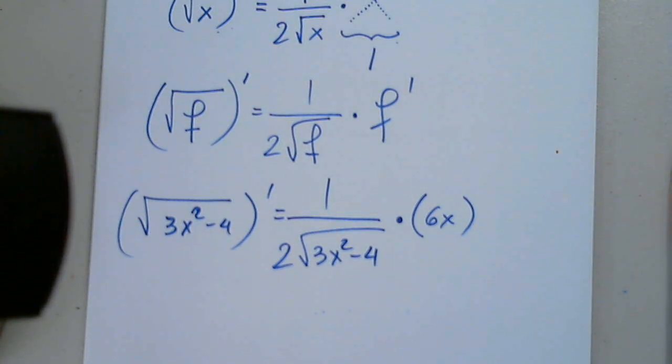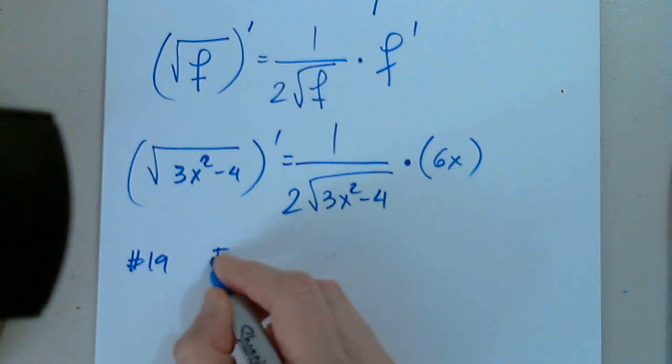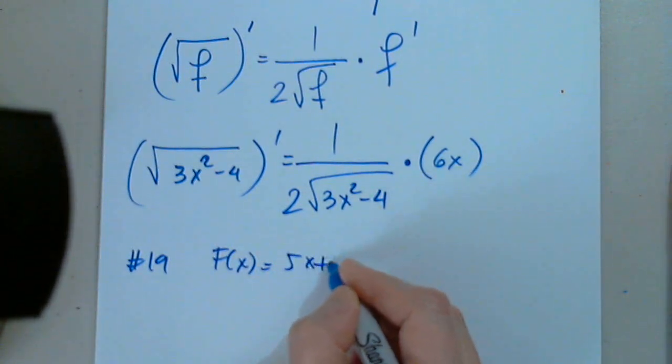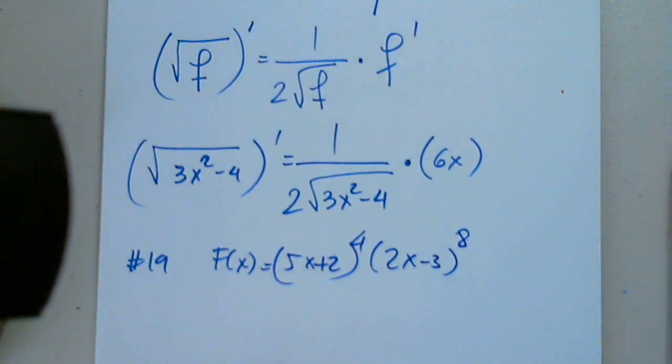Okay. Now let's move on and let's choose a product and a quotient. We can choose this product if you like, or any product and a quotient. Yeah, let's do 19. And we have f of x equals (5x plus 2) to the 4th power times (2x minus 3) to the 8th power. Awesome.